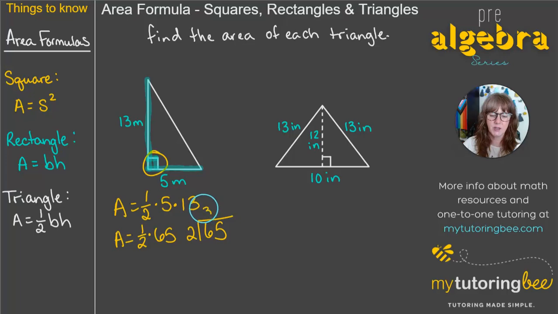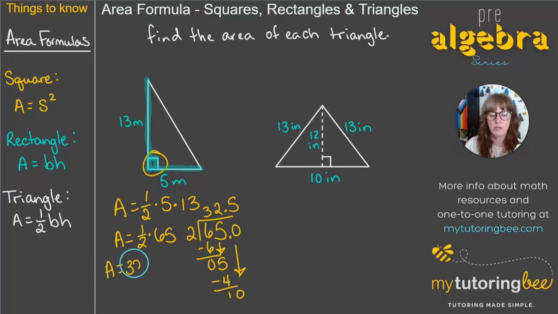2 goes into 6 3 times. That's 6. Bring down the 5. 2 goes into 5 2 times. That's 4. I'm going to go ahead and write this as a decimal. You could write this as a fraction and just bring the 1 over 2 as your fractional part. But 2 goes into 10 5 times. So we get an area of 32.5 meters squared.